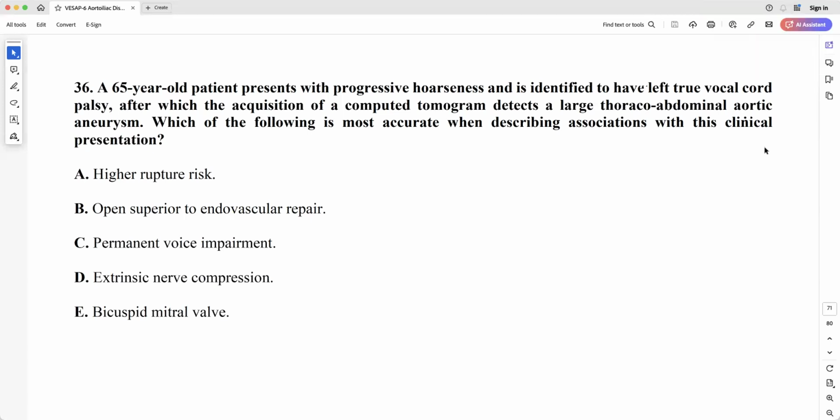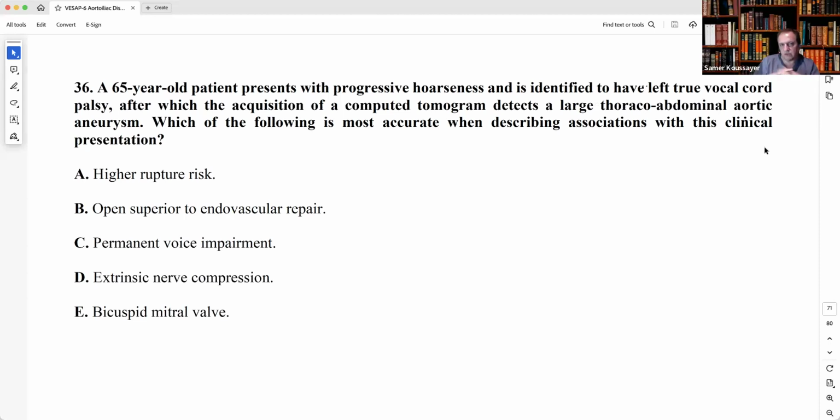A, higher rupture risk. Nothing to do with that, right? Because this is external compression. So it has nothing to do with rupture of the aneurysm. If you have hoarseness, this will not increase or decrease the risk of rupture. It's just external compression of the recurrent nerve by the aneurysm, correct?